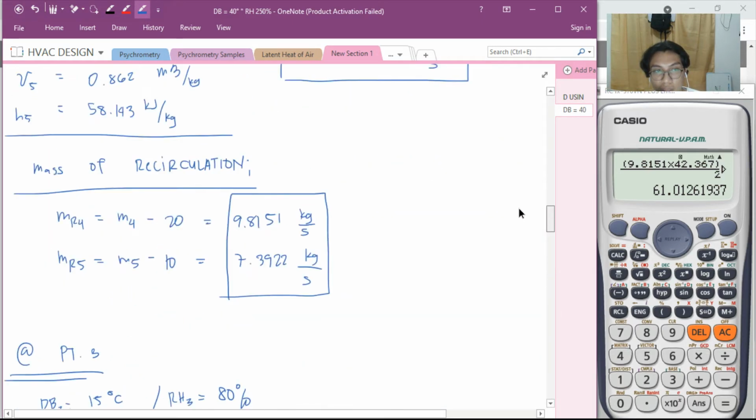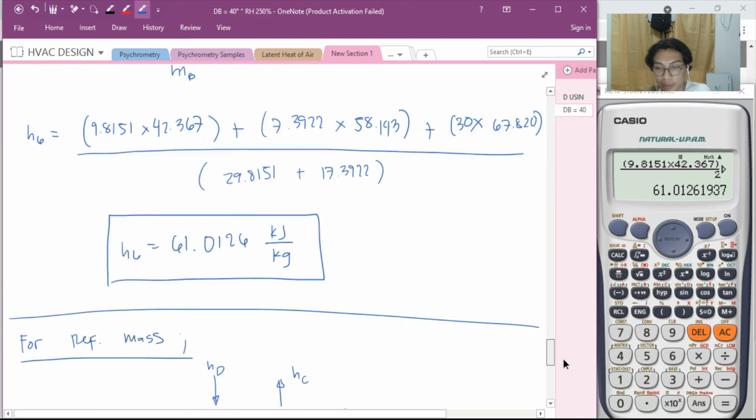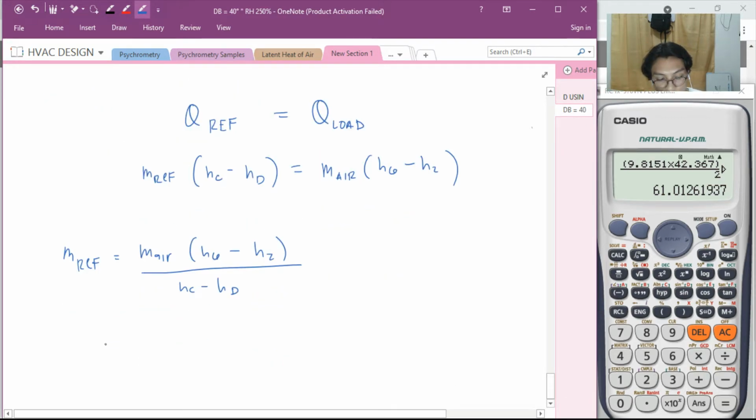Yung pumasok. Tignan nyo yan. Yung enthalpy ni 6 and then enthalpy ni 2 na pumasok dyan. Yan na yun. So, we can solve yung mass ni refrigerant. Mass ni air, H6 minus H2 divided by HC minus HD. Yan. So, mass ni air, ano nakuha natin dito na mass ni air?